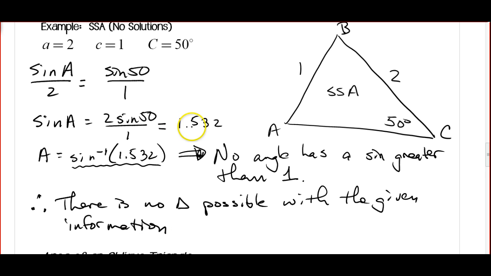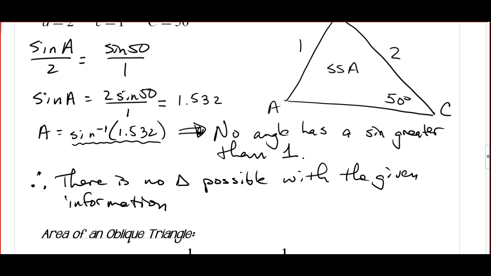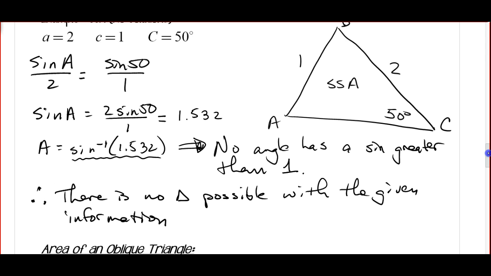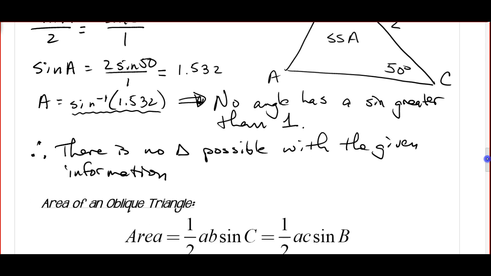Okay, and if you went ahead and you plug this into your calculator, you're going to get some sort of an error. The newer calculators will say there's an error domain, or you'll get some other message indicating that you can't take the sine inverse of a number larger than 1. Okay, so that's our third example, no triangle possible.